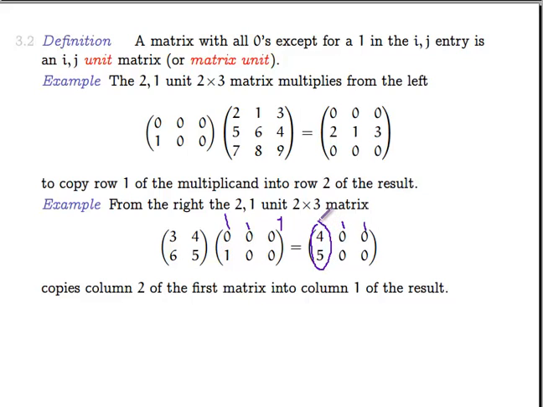So what is the 4, 5? The 4, 5 is, in fact, the second column of the first matrix. Why 2? Because it was the second entry in the column. You can verify for yourself that if the 1 had been in this place, it would have put the first column, 3, 6, into the first column over here. So it copies column 2 of the first matrix into column 1. Why? Because this is column 1, and the 1 here is the second entry of column 1.